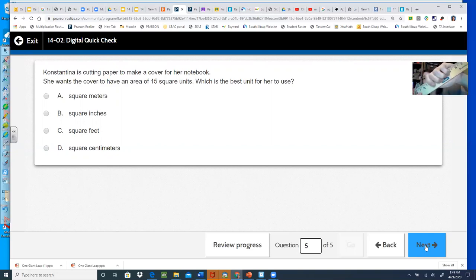So here is 1 inch. I almost knocked my water off. Would she use 15 inches that were that size? Would she use 15 square feet to cover a notebook? So that would be 15 squares that were that long. Or would she use 15 square centimeters? Now a centimeter is about as wide as your pinky is. So do you think she would use a square that was 15 pinkies wide and 15 pinkies tall? Well, there'd be 15 of those little pinkies. So you have to decide if she's covering a notebook, what would be the best unit to use?